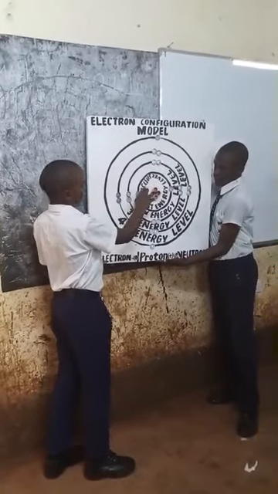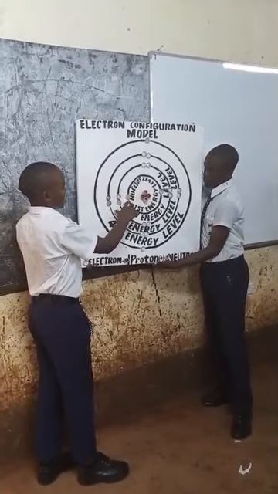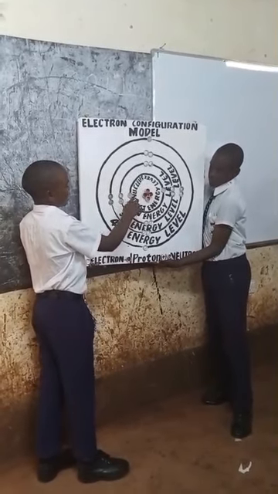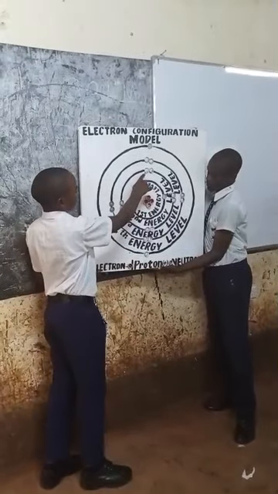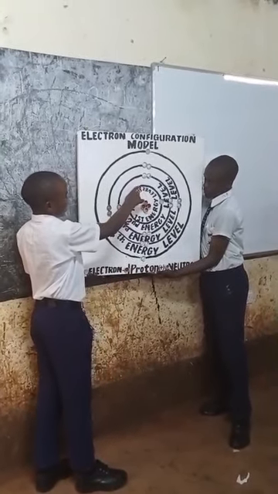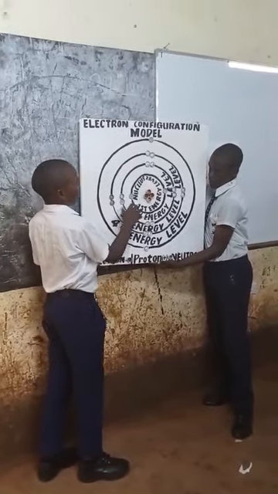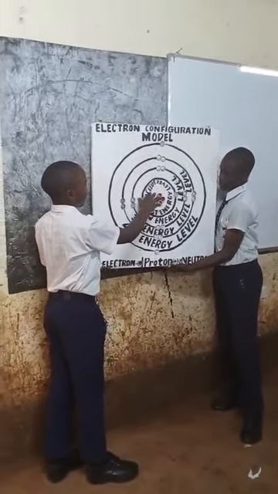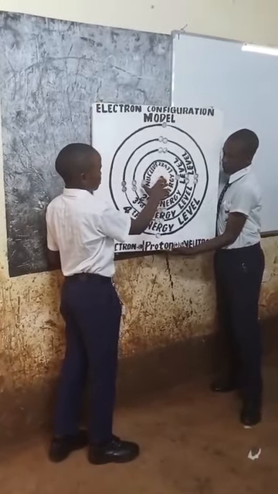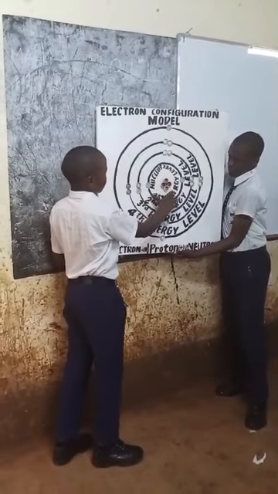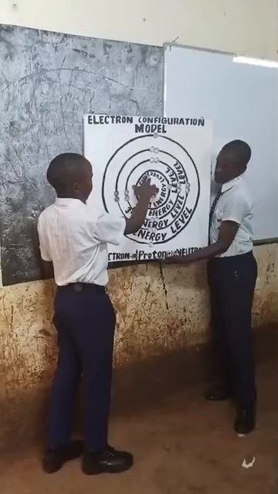The third element is lithium, which is represented by 3 electrons: 2 electrons in the first energy level and 1 electron in the second energy level. The fourth element in the periodic table is beryllium, which has 2 electrons in the first energy level and 2 electrons in the second energy level.